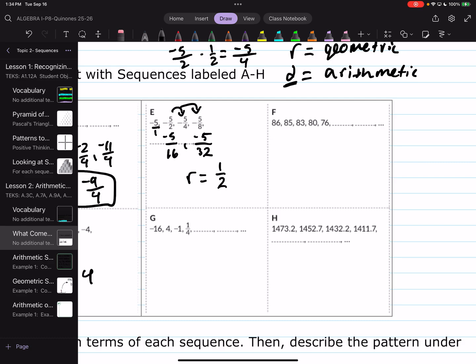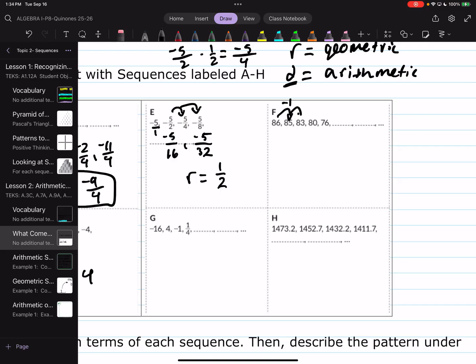Let's talk about F. Going from 86 to 85, there's really only one operation we could do, right? What is it? I could subtract 1. Sorry, I can add a negative 1. That was my fault. My bad. I can add a negative 1.